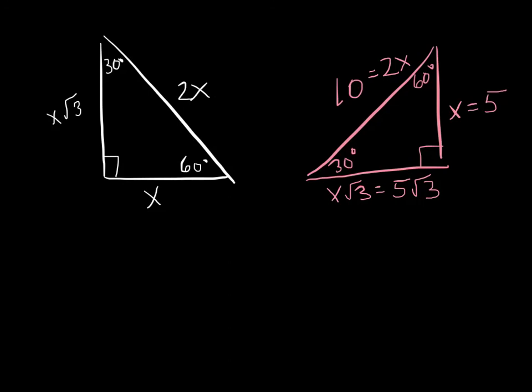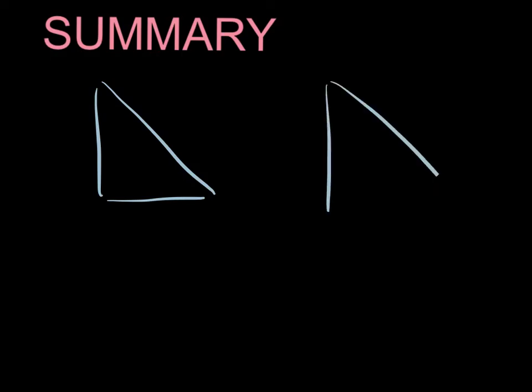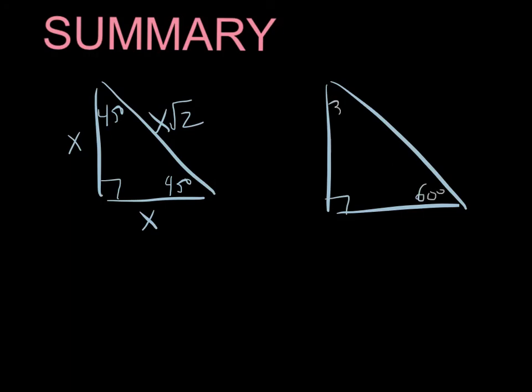And that is it for 30, 60, 90. So your job is to memorize these two triangles, the 30, 60, 90 and the 45, 45, 90. So one more time, you can look at them together. Here's 45, 45, 90: x, x, x radical 2. And our 30, 60, 90 with x, 2x, and x radical 3.